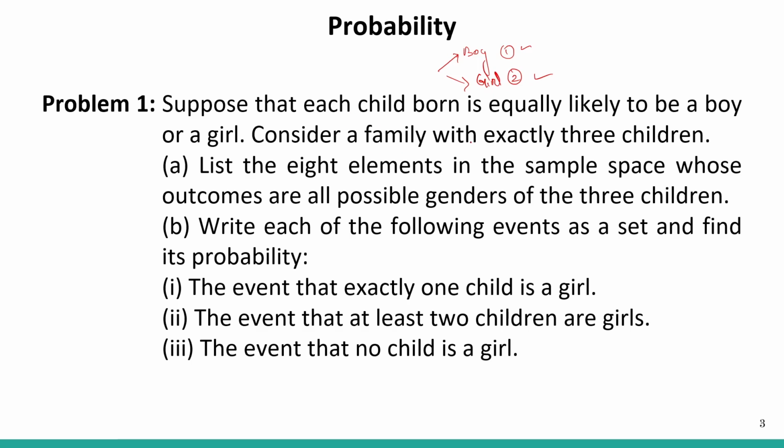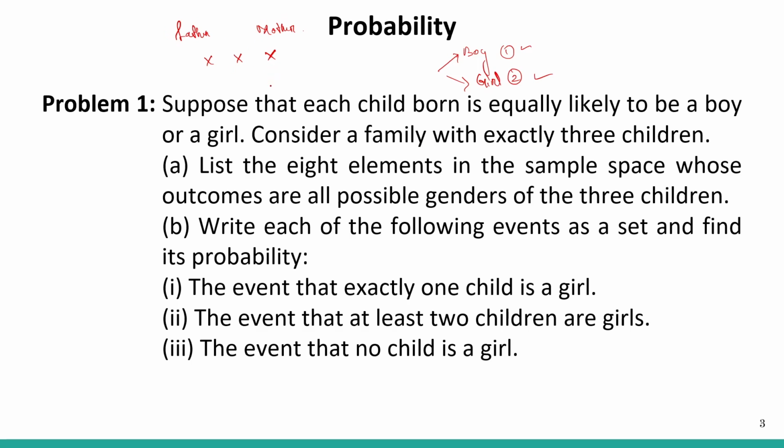Consider a family with exactly 3 children. So you have a father, a mother, and they have 3 children. As you know, if a child is born, it has two kinds of choice: either it is a boy or a girl. So this can be a boy or a girl, this can also be a boy or a girl, and this can also be a boy or a girl. So we have considered a family where there is a father, a mother, and 3 children.